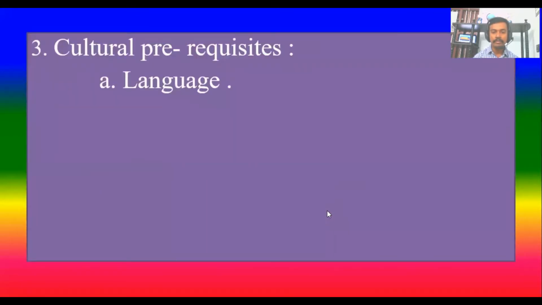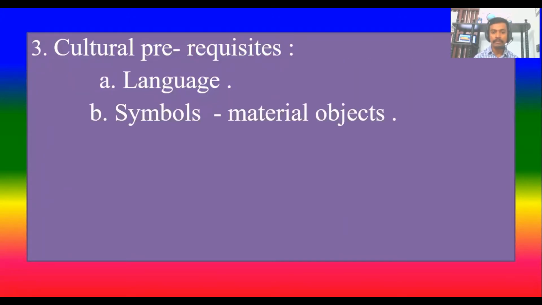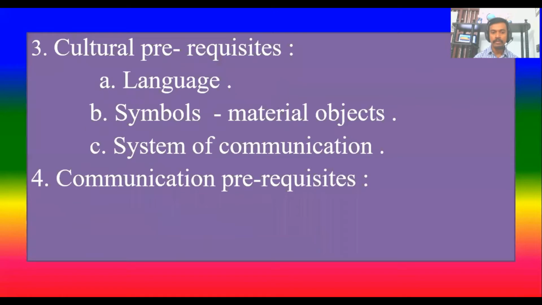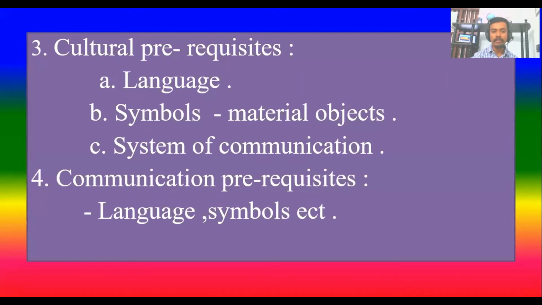Then cultural prerequisite: a language, symbols, material objects. Then a system of communication, how to transfer the message. Then communication prerequisite, including language, symbols, etc. So these are all the prerequisites.